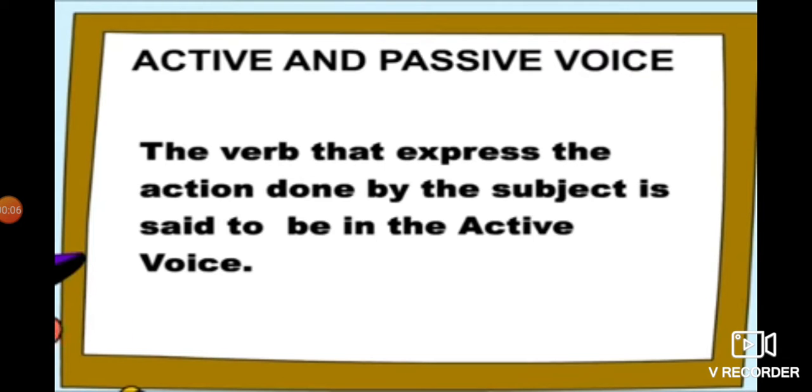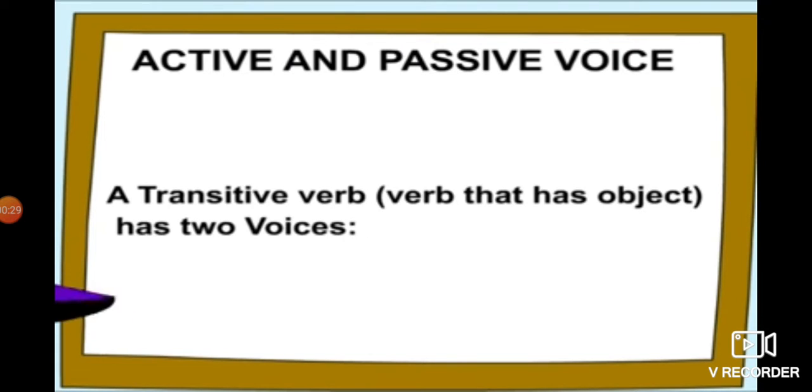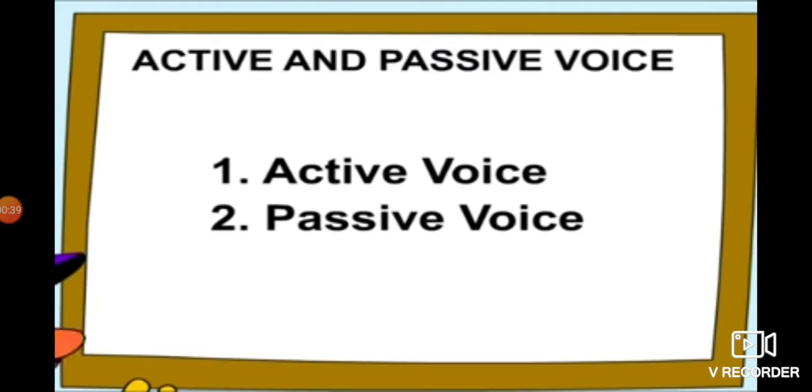The verb that expresses the action done by the subject is said to be in active voice. The verb that expresses what is done to the subject is said to be in passive voice. A transitive verb, which has an object, has two voices. The two voices are: one is active voice, the second one is passive voice.